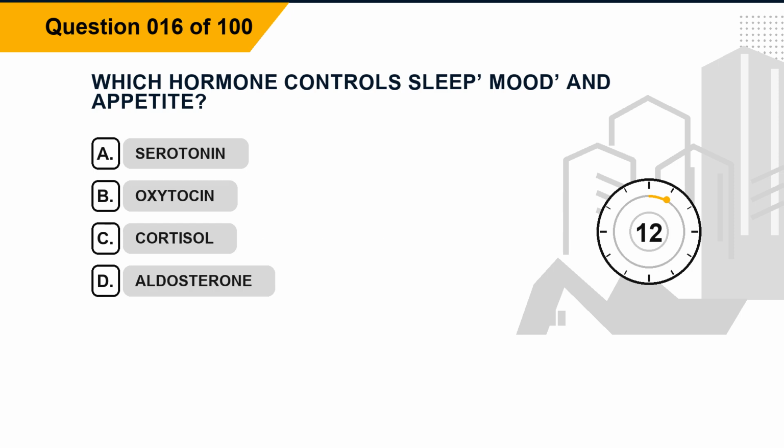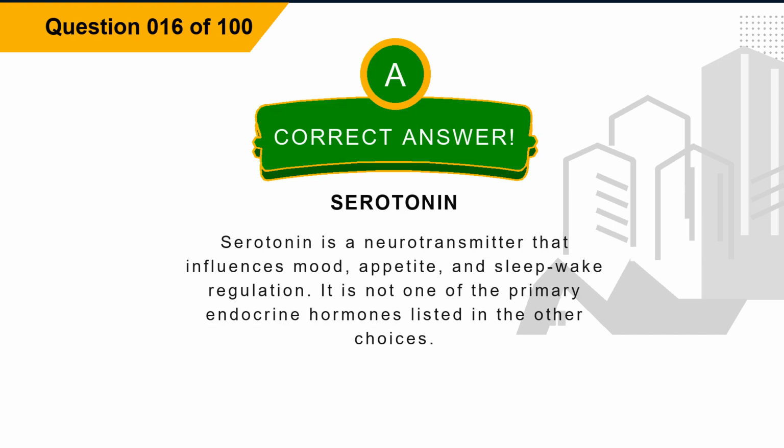Question 16. Which hormone controls sleep, mood, and appetite? Option A, serotonin. Option B, oxytocin. Option C, cortisol. Option D, aldosterone. The correct answer is option A, serotonin. Explanation. Serotonin is a neurotransmitter that influences mood, appetite, and sleep-wake regulation. It is not one of the primary endocrine hormones listed in the other choices.